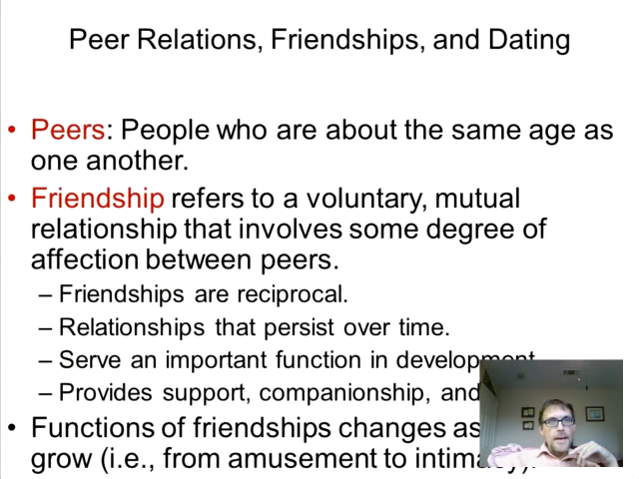All right, peers by definition are those who are about the same age, and as you know, kids are the same age. Friends are a voluntary mutual relationship that involves some degree of affection between peers. Friendships need to be two-sided, need to be reciprocal. They persist over time. They often serve companionship roles. We'll talk about the different roles and functions of friendship as children age. They progress from amusement to intimacy. That's a nice way to lay it out.